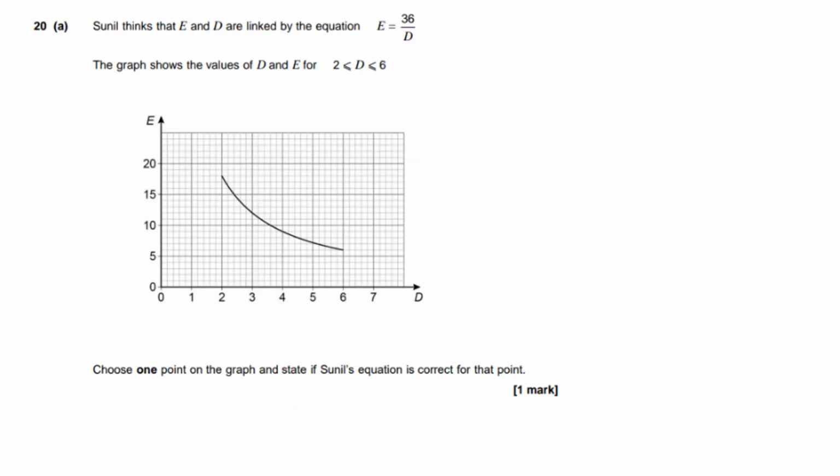Right, so question 20a, Zeno thinks that E and D are linked by the equation E is equal to 36 over D. Here is the graph. Choose one point on the graph and state if Sunil's equation is correct for that point. Okay, so if I pick anything that goes to 36 really, let's just pick anything that goes to 3. If I pick 3, I should have 12. So if I go along 11, 12, 13, 14, yeah, there you go. That's how I get full marks from it.